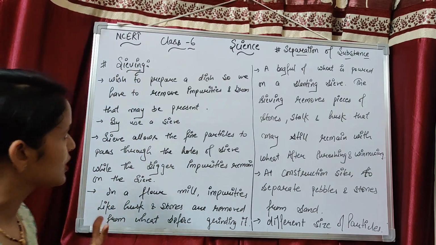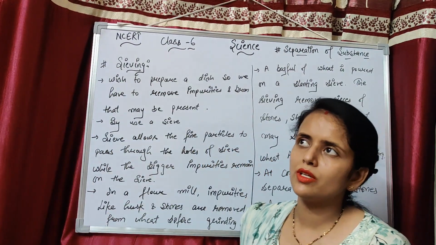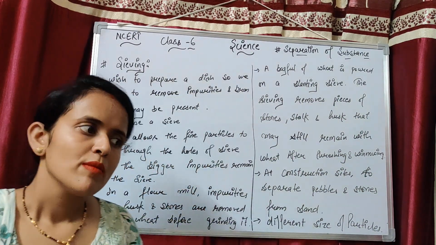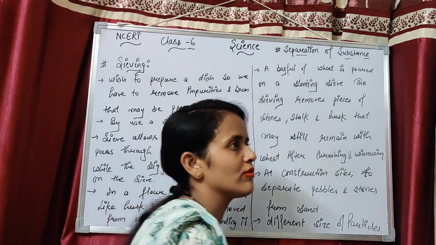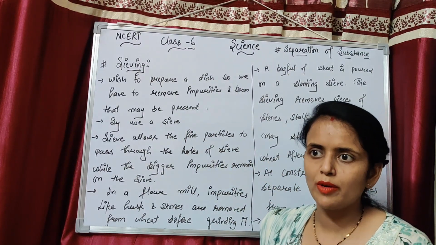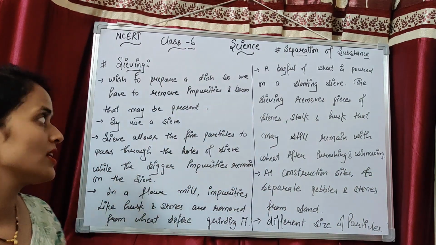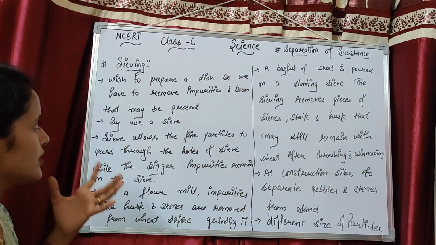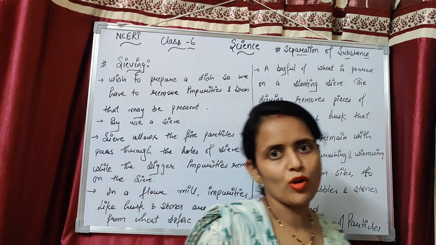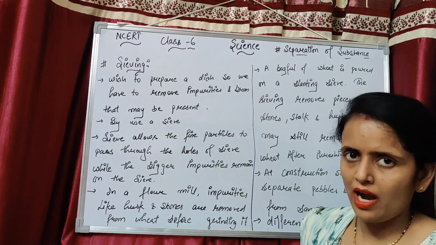If we wish to prepare a dish, we have to remove impurities. When we want to make chapati at our home, our mother will sieve the flour, because there are so many impurities in our flour also. So we sieve the flour. The impurities are left over in the sieve, and the pure wheat flour remains in our bucket, or whichever container you use.